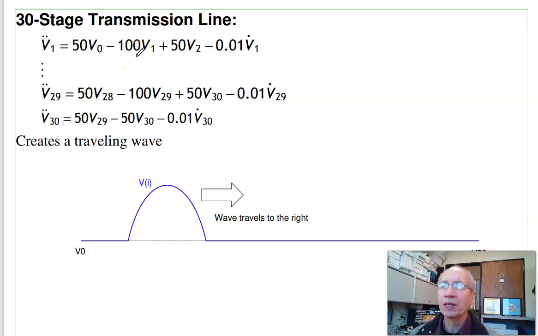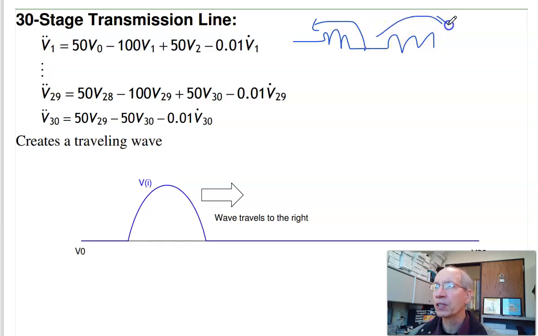So at any given node, I've got an inductor connected to the node to the left. This is 1 over LC. An inductor to the right, 1 over LC. And at the given node, I get 2 over LC. I've got a little bit of resistance right here. That's this term right here. That repeats for the first 29 nodes.